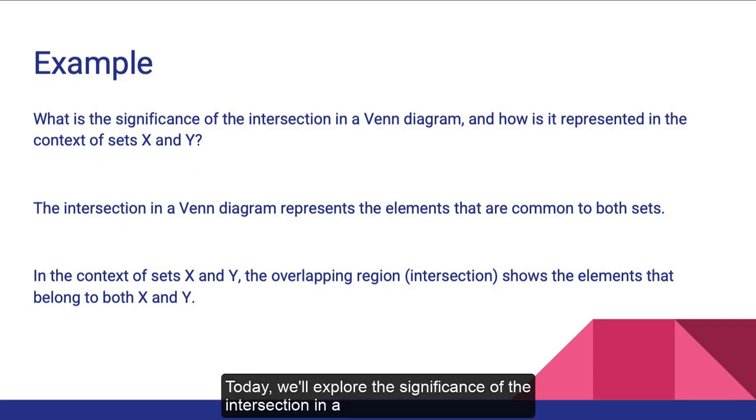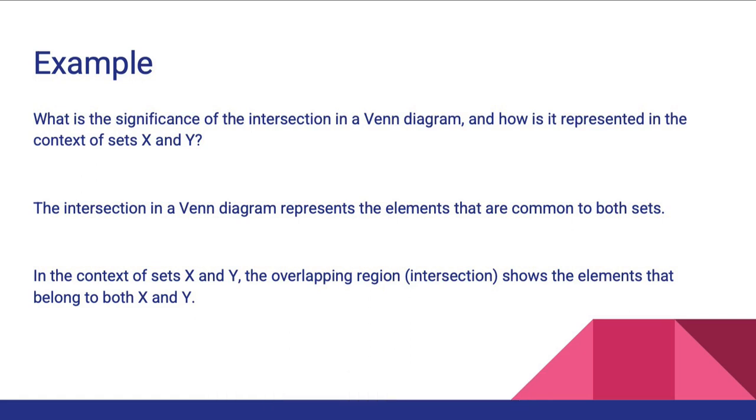Today, we'll explore the significance of the intersection in a Venn diagram and how it relates to sets X and Y. First, let's clarify what the intersection in a Venn diagram means. It represents the elements that are shared or common between two sets. Now let's apply this concept to sets X and Y. In the context of these two sets, the overlapping region in the Venn diagram represents the elements that belong to both sets X and Y.